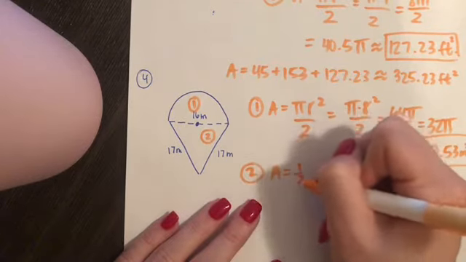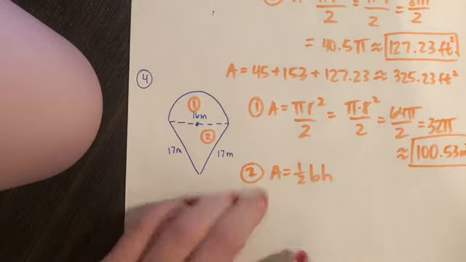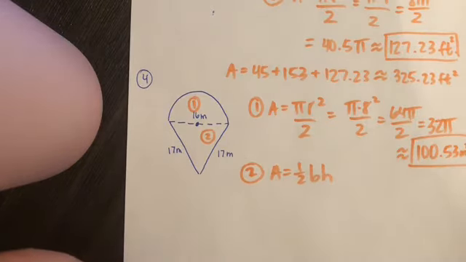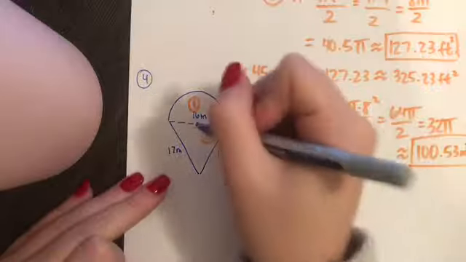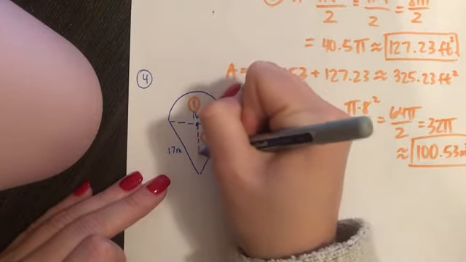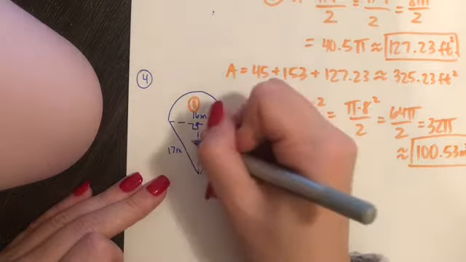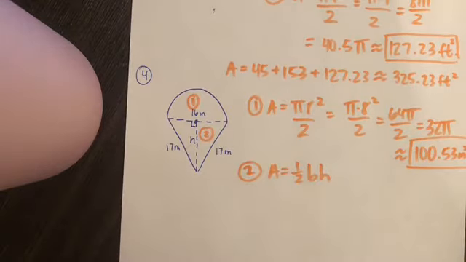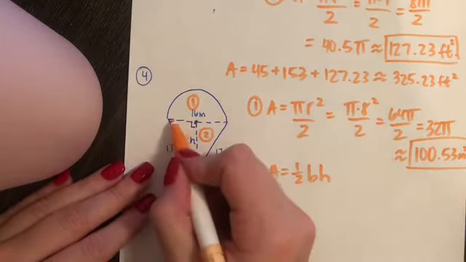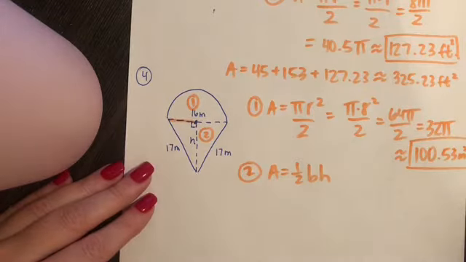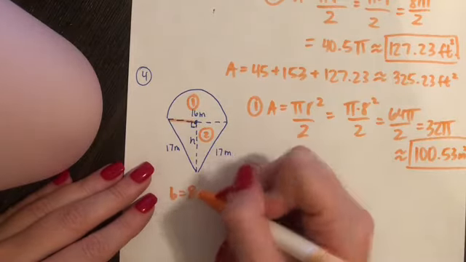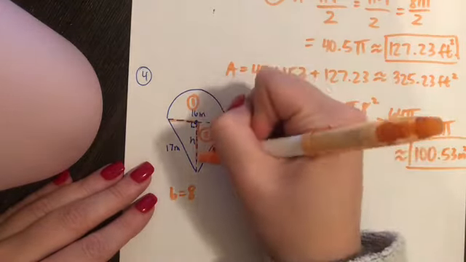Area equals 1/2 base times height. Remember, base and height meet perpendicular. So it looks like we're going to actually have to draw the height into the triangle at a 90-degree angle. And I'll label this H. We'll take a look. My base is my radius, so 8. My height, however, is the other leg of this right triangle.